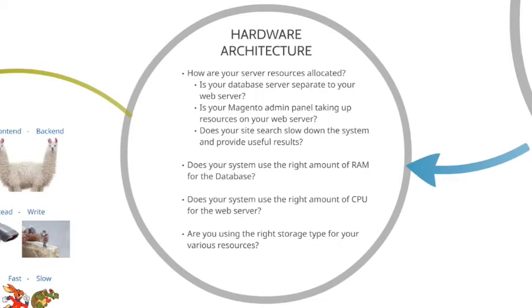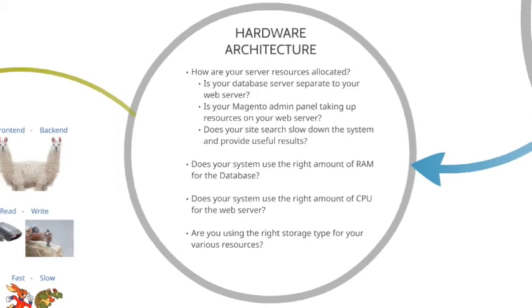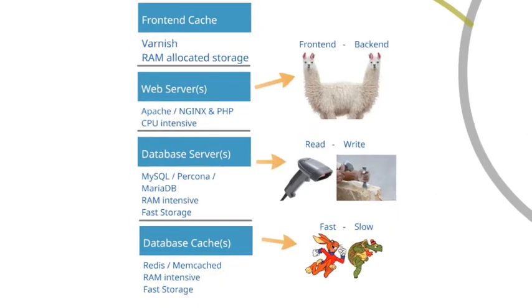So, whether you're storing things in RAM, whether you're storing things on SAS drives, SSD drives, everything like that. So you can see here in the way we've divided up the stack, your front-end cache might be, say, Varnish in front of Magento or the Magento full-page cache, and that would ideally be RAM-allocated storage for the best speed, but otherwise a fast storage medium would be good.